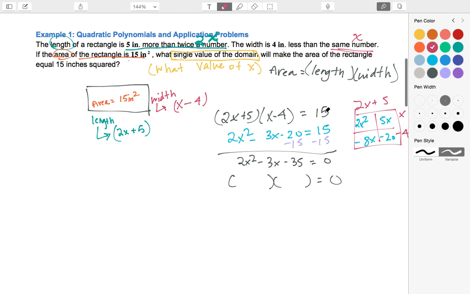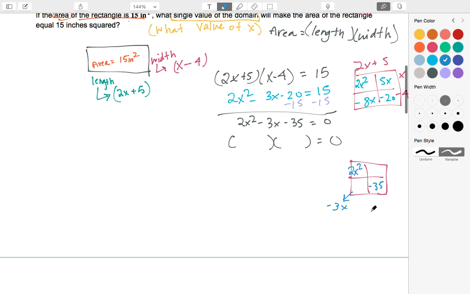Okay. So first I used it to multiply. Now I'm going to use it to do the reverse box method. So here we go. I know now the inside is 2x squared, and then this is negative 35, and my middle terms need to add up to be negative 3x.